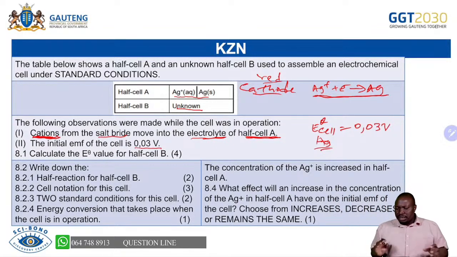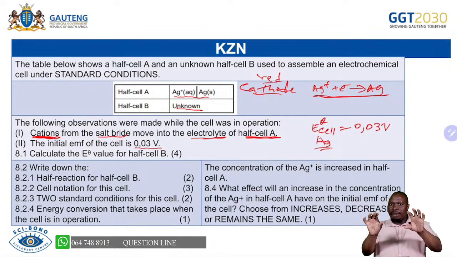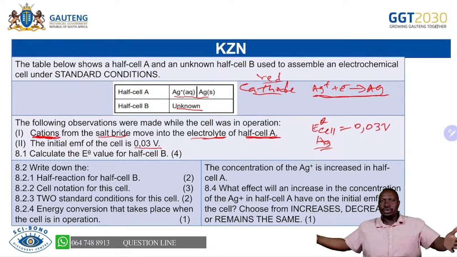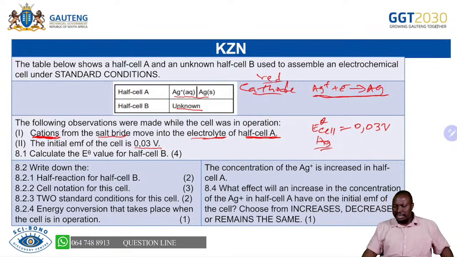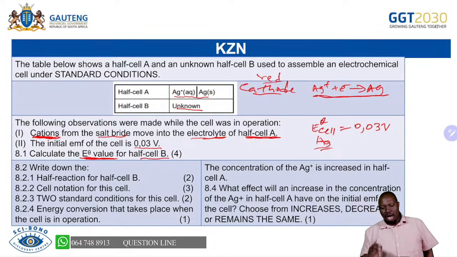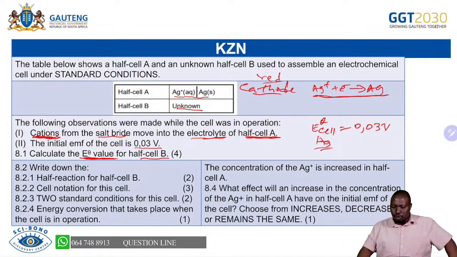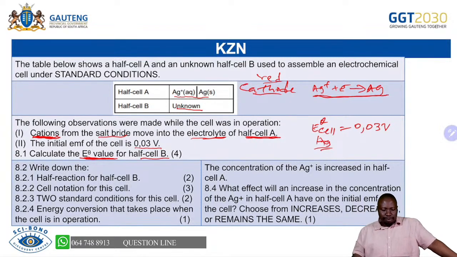And that's how the questions, if you look at the trends, are going. It's either we give you the two of them, or we give you the EMF of the cell and either the cathode or the anode. Then we'll ask you to identify the other one from the table. In this case, they said calculate the E value, the standard reduction potential of cell B. So they want to know how much is cell B. In this question, we are simply saying identify the ions and the solution in cell B.